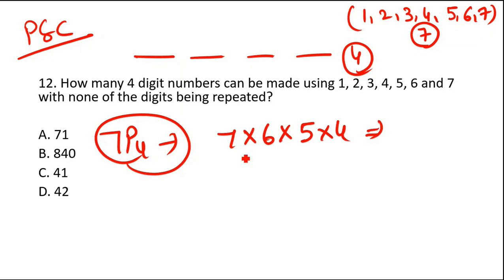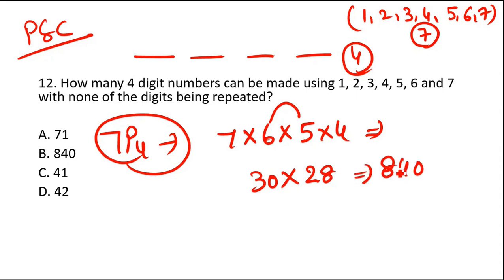Your answer will end with 0 because 6 5s are 30, so 30 multiplied by 7 4s are 28. So your answer is nothing but 840. You can answer like this with a normal calculation, without using the first place, second place, third place, fourth place. You can solve the question using the formula method.